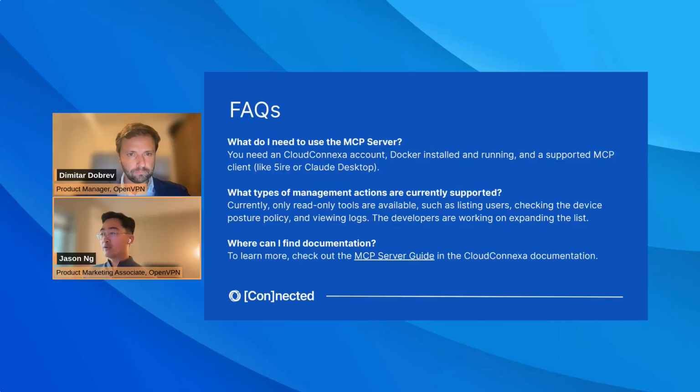And then in terms of what you need to use the MCP server, you would of course need a CloudConnexa account, Docker installed and running, and a supported MCP client like the ones just mentioned. And regarding what actions are currently supported, currently it's only read-only tools available, such as listing users, checking device posture policy, etc. But it's quickly expanding, a list which I'm sure Dimitar will speak to. And then finally, for additional documentation, you can find the MCP server guide in the CloudConnexa documentation.